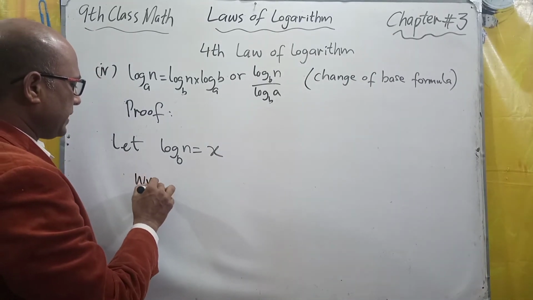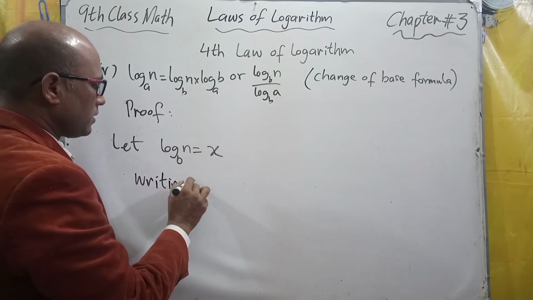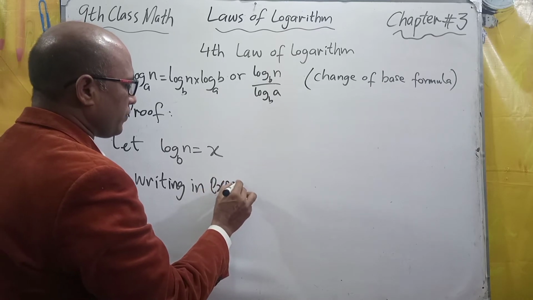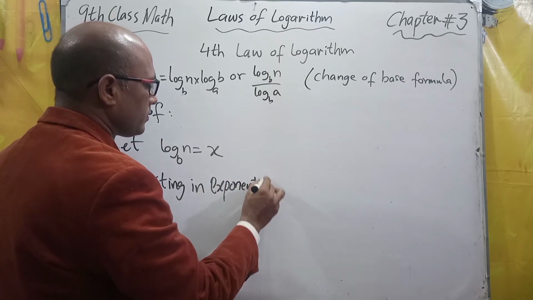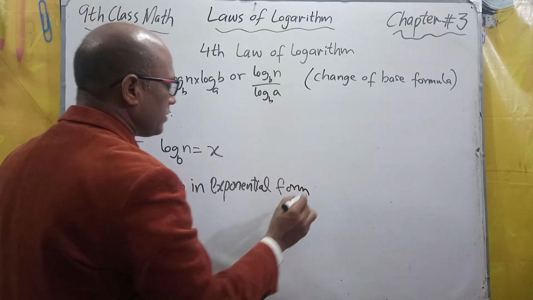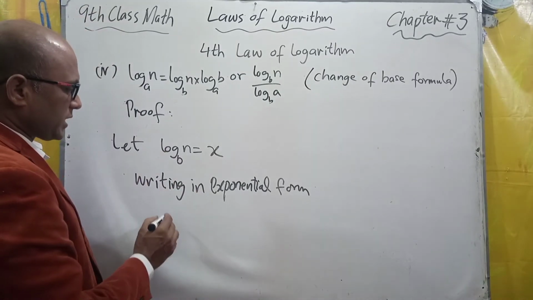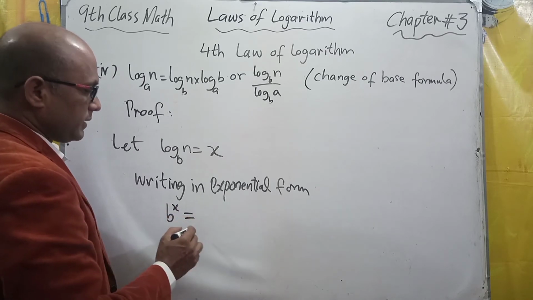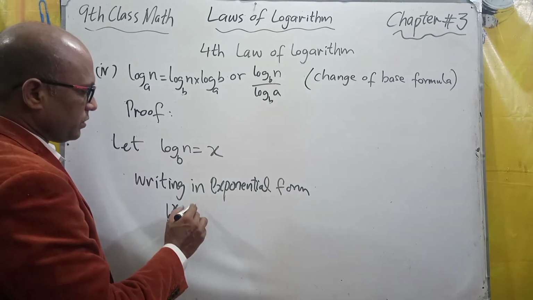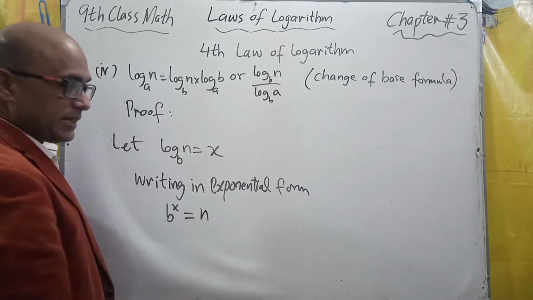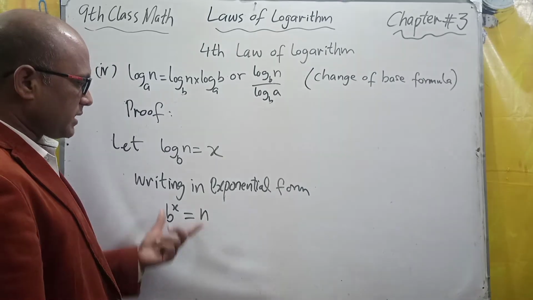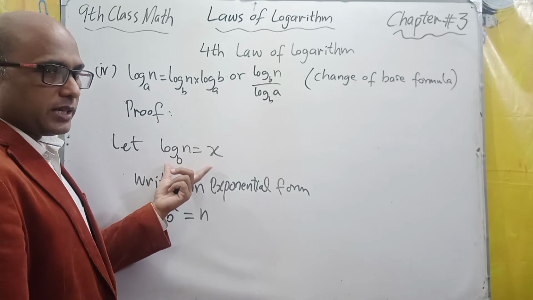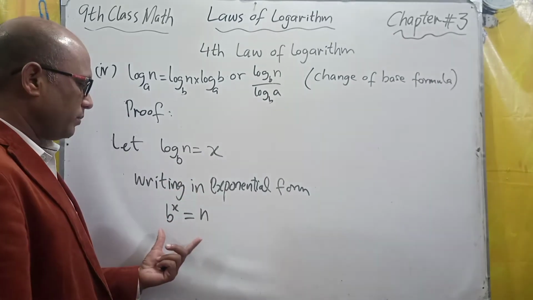So now, writing in exponential form, this will be written in exponential form. Students, you know it very well. b to the power x is equal to n, as it is. So this is the exponential form. You know it very well how to write a logarithmic number into exponential form.